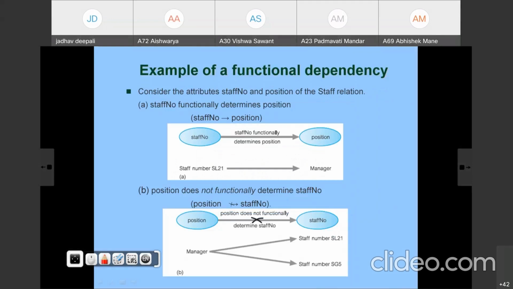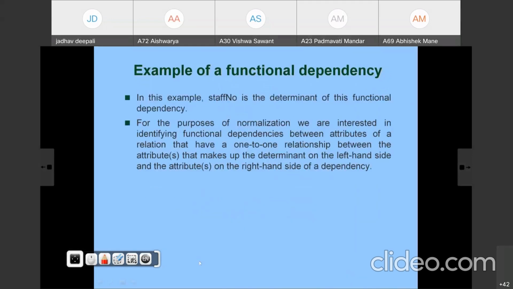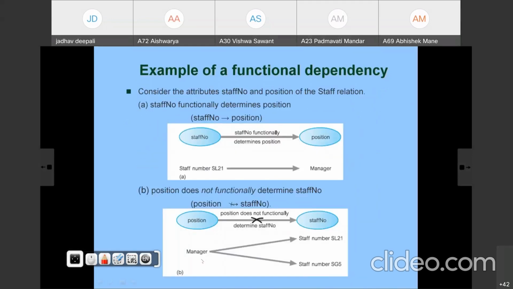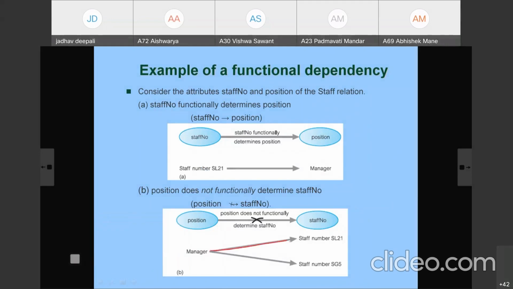But can we write it the opposite way? Position determines the staff number? No. Why? Because for position manager, there are two staff. And that's why we cannot write this functional dependency, position tends to staff number. So position does not functionally determine the staff number, but the staff number functionally determines the position.